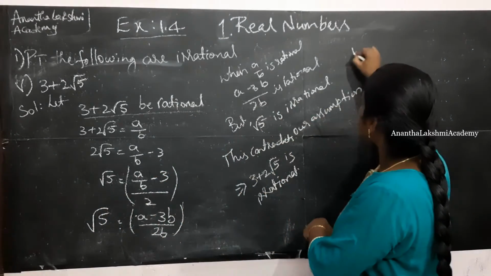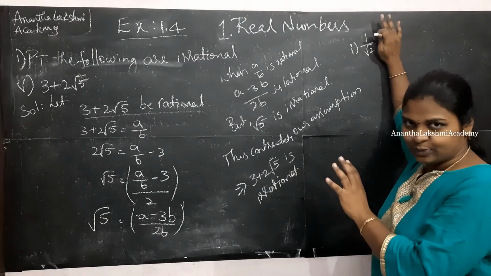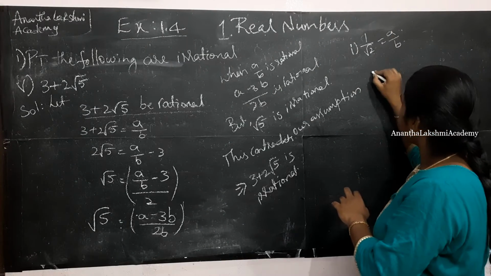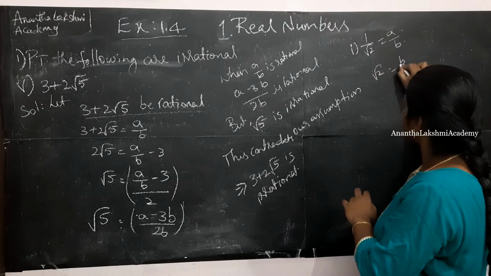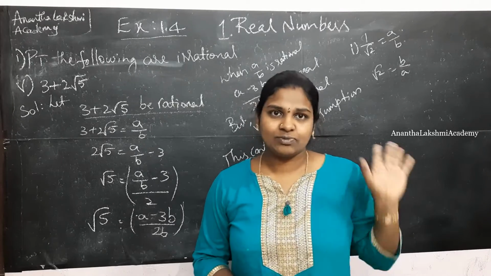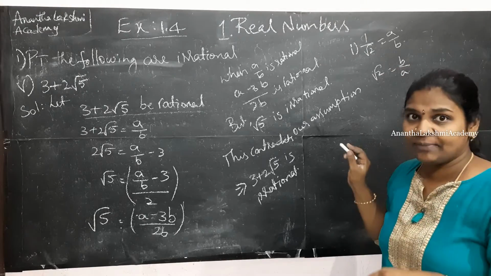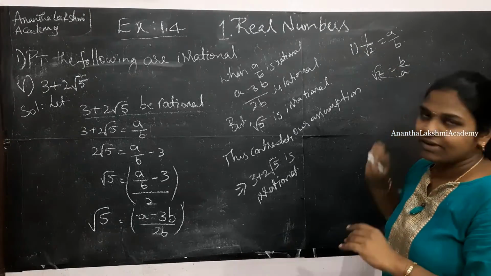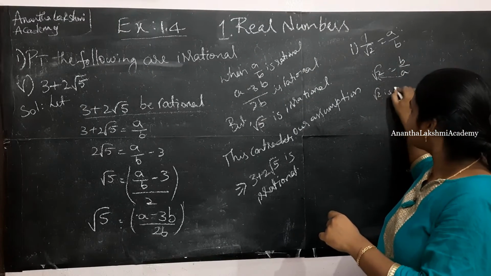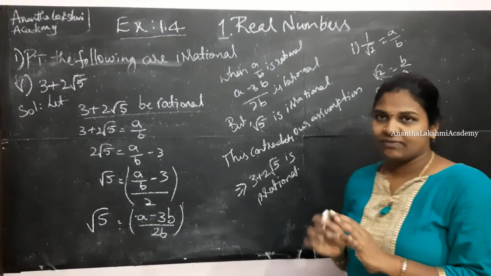The very first bit is 1 by root 2. Even for that, you have to assume this is rational, and for it to be rational it is equal to a by b. Now you have to get the root 2 to the other side and this becomes b by a. If you have seen in the examples, root 2 is already proved irrational. So if a by b is rational, b by a also will be rational, but this contradicts that root 2 is irrational. Hence we can write that root 2 is irrational and 1 by root 2 is also irrational. Okay, that way you could solve it.